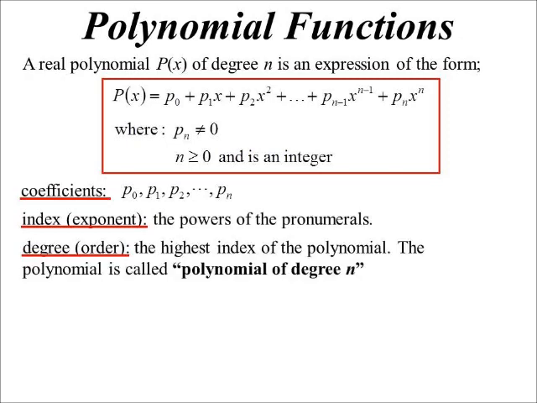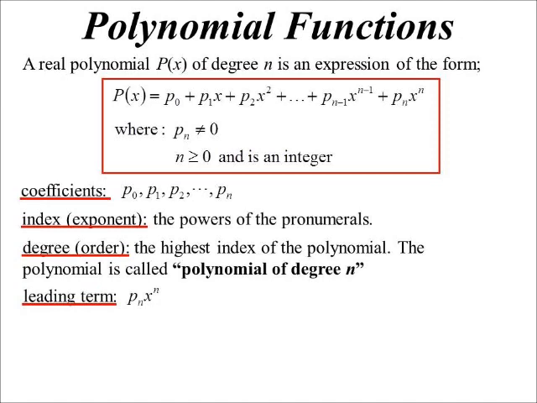Basically they're the powers. The degree of a polynomial, and this is why the Pn can't equal 0, because the degree is considered the highest index. So if Pn was equal to 0, n would no longer be the highest power because it wouldn't be there. So it's always a polynomial of degree n. Sometimes you see the word order used instead of degree. So of order n, of degree n means the same thing, whatever the highest power is. So a quadratic would be a polynomial of degree 2. Its highest power is 2.